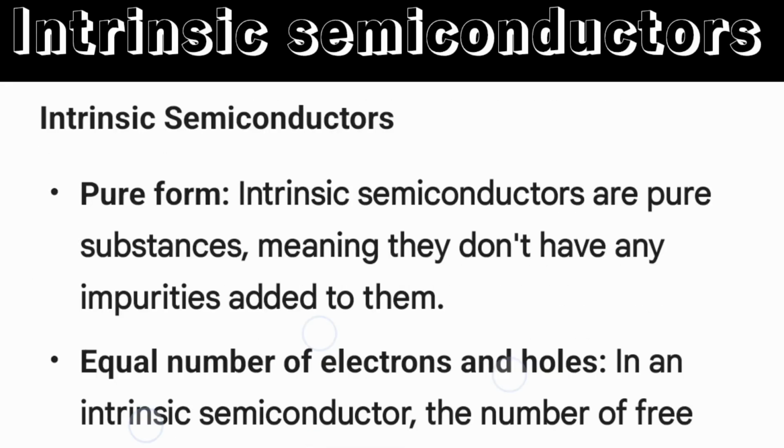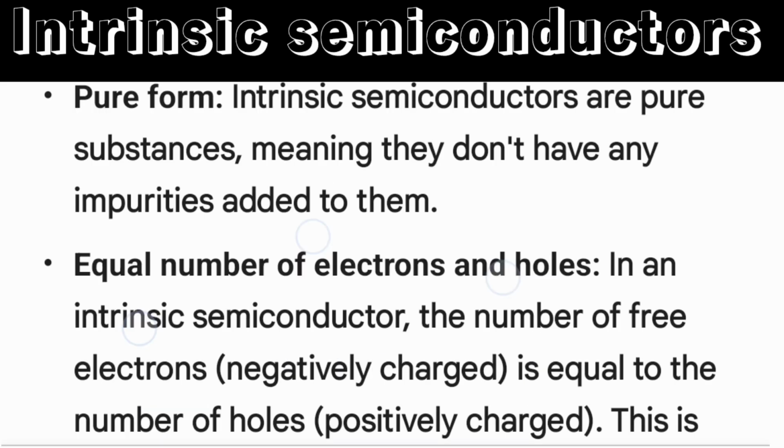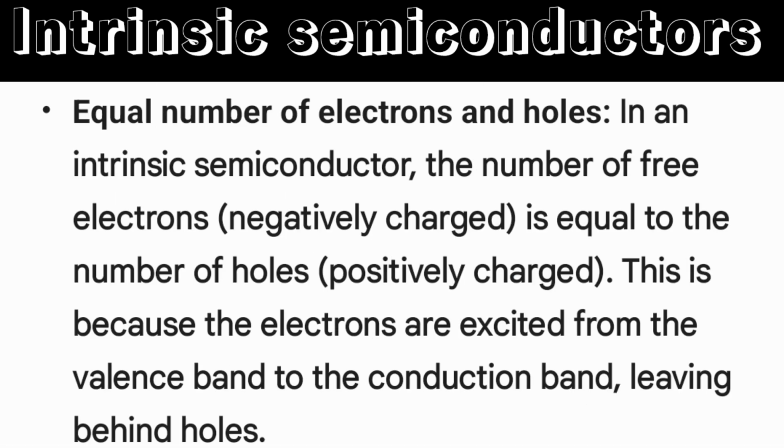Intrinsic semiconductors, pure form. Intrinsic semiconductors are pure substances, meaning they don't have any impurities added to them. Equal number of electrons and holes. In an intrinsic semiconductor, the number of free electrons, negatively charged, is equal to the number of holes, positively charged. This is because the electrons are excited from the valence band to the conduction band, leaving behind holes.